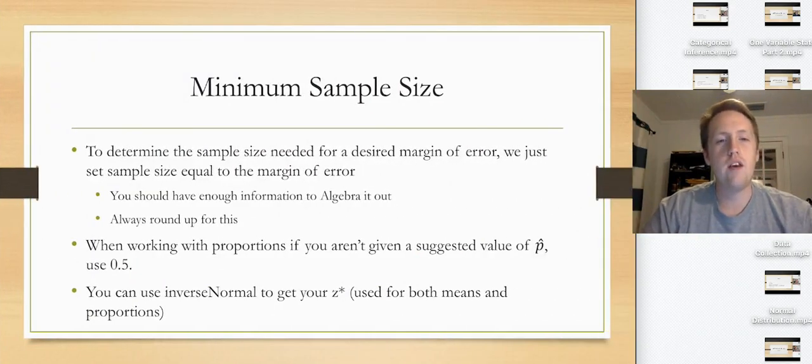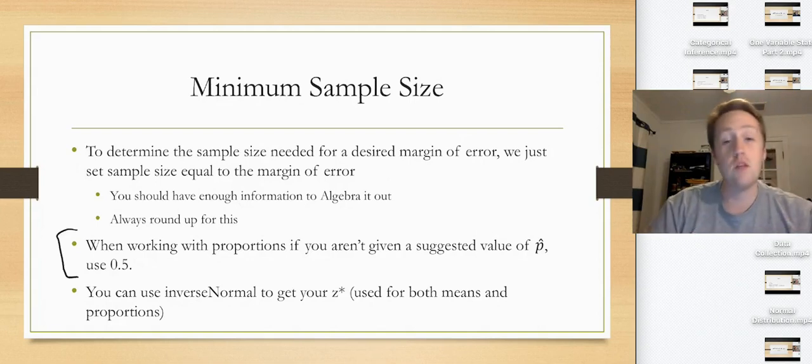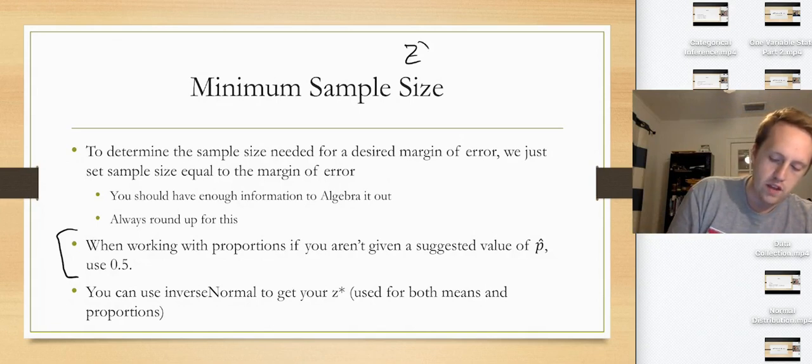All right, last thing we're thinking about is the minimum sample size. So sometimes they tell you like, oh, we want this margin of error and this confidence level. So what sample size do we need? You should always have enough information to algebra this out. Remember, the number for the sample size that you get always has to be rounded up. Usually they will give you some pilot information. But if they don't for some reason, specifically with proportions, then just use 0.5 for p hat. To get the z star for the margin of error, because remember, margin of error is going to look like this.